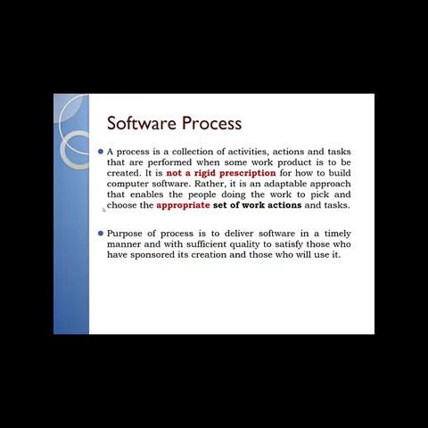But a software process is something which is going to give you a guideline of how to do the work, how to choose your appropriate set of work actions and tasks, and then complete your project. So a software process in particular is nothing but a guideline which gives you a set of activities, actions, and tasks which you can choose depending upon the requirements of your project, and then you can implement it in order to get your work done.